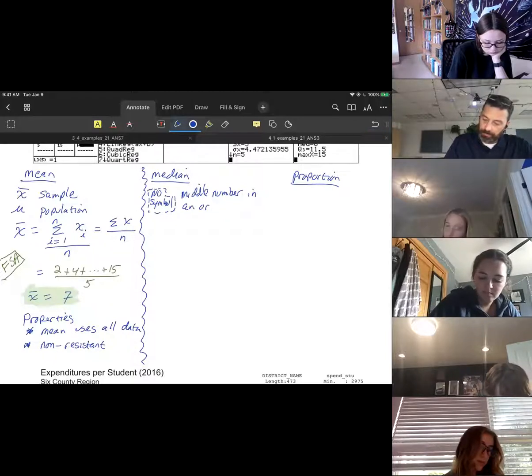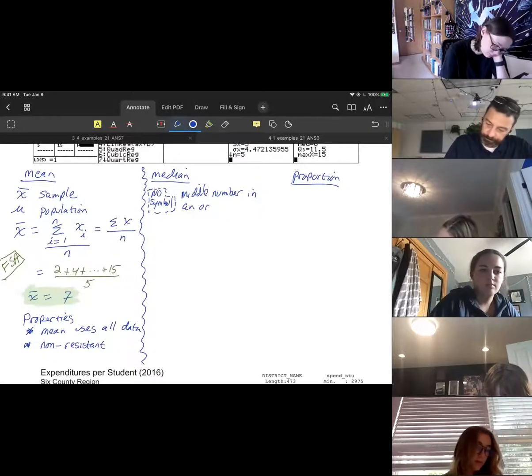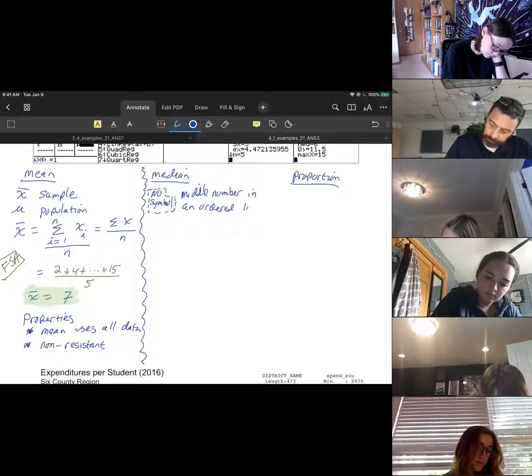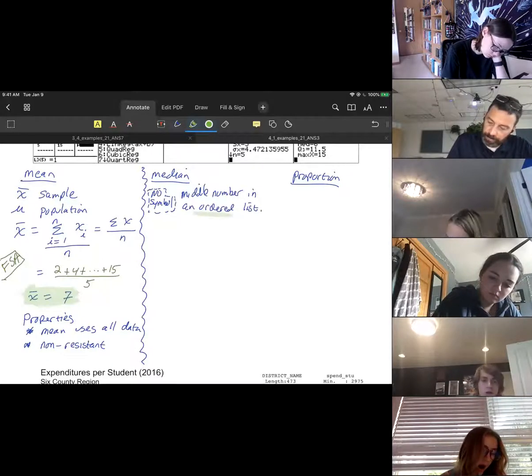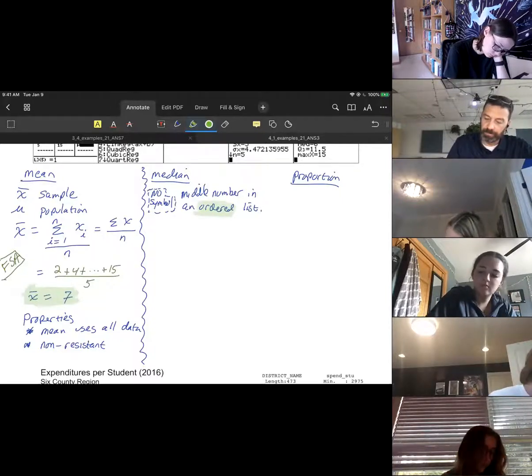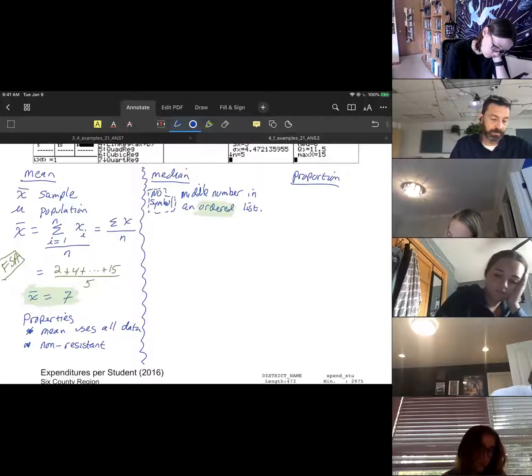And you need to highlight the word ordered. That's important, okay? If your numbers are not given to you in order, then you've got to put them in order before you can find the median.